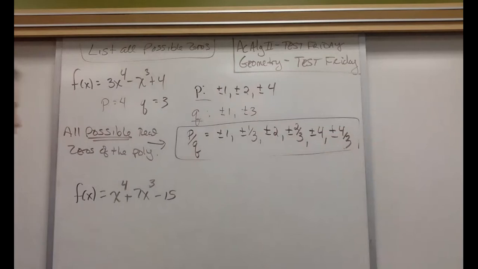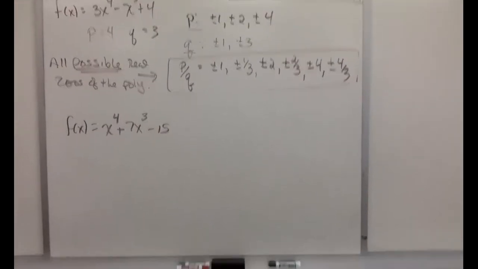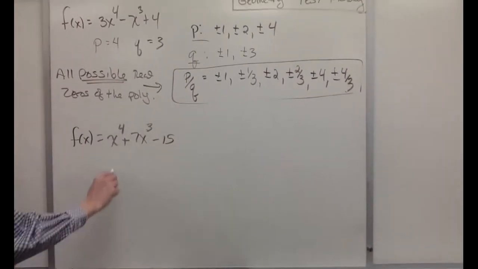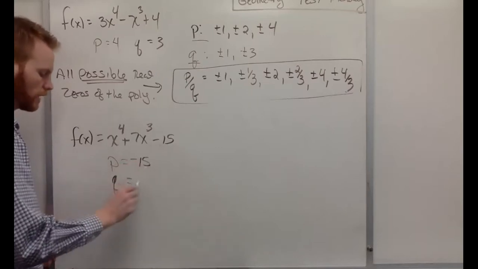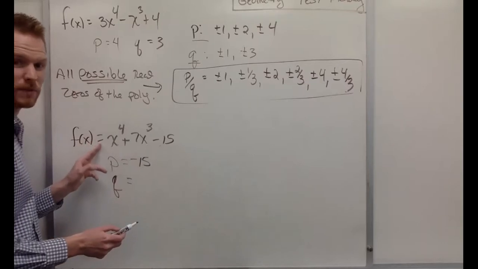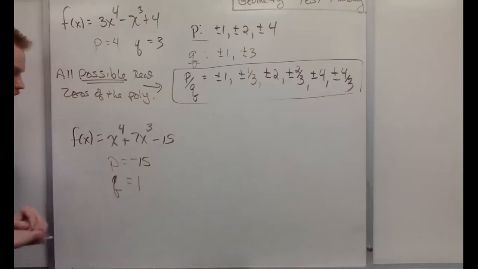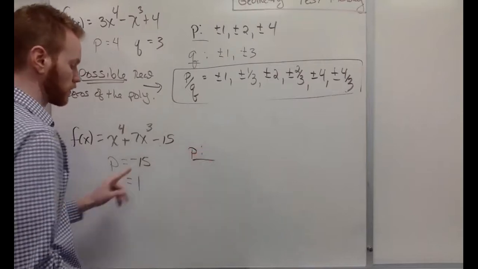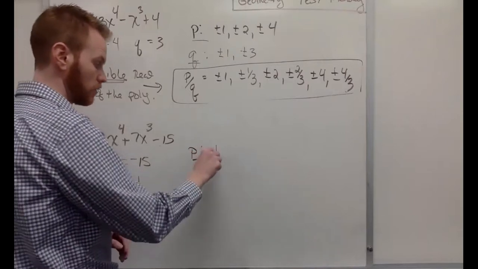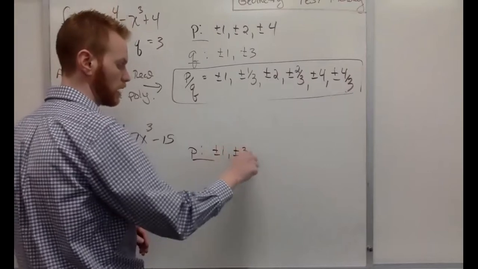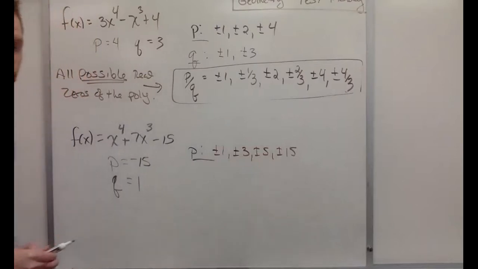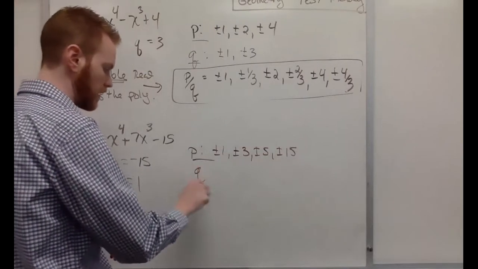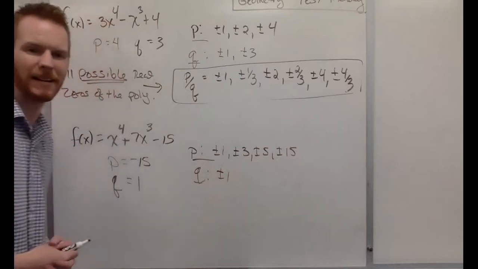All right. Let's try this guy down here. Okay? Let me just adjust this. So the p-value is the constant. That's right here. It's -15. And the q value is what's in front of here. That's a 1. Okay. So now factors of p. So we're looking for factors of -15. So it'll be positive, negative 1, positive, negative 3, 5, and 15. Those are all factors of it. Factors of q, hey, that's going to be real easy. This is what? Positive, negative 1.